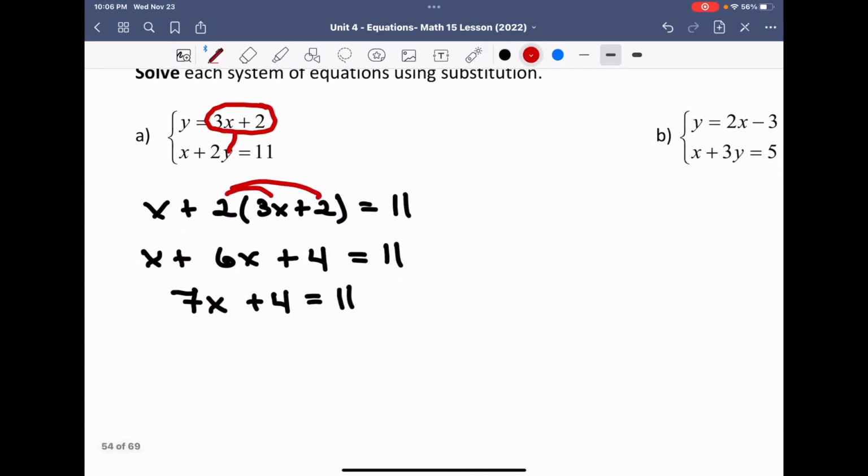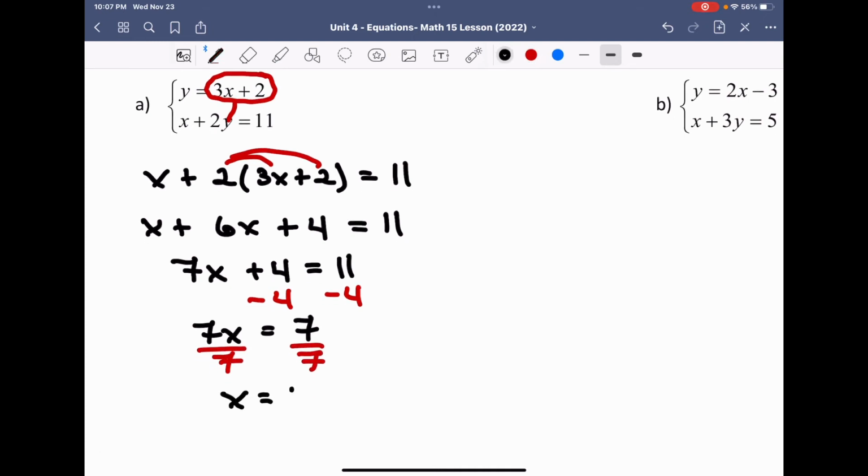If I subtract that 4 across in order to isolate the x term, I now have 7x is equal to 7. And finally, I know I need to divide away the 7, that is the coefficient term, finally leaving me with x is equal to 1. But just as before, what do we realize? This is only half a solution here. When x equals 1, that's only given us the x value.